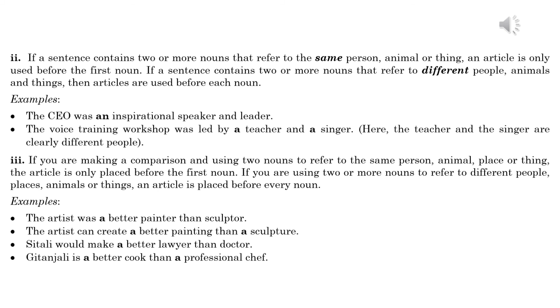3. If you are making a comparison and using two nouns to refer to the same person, animal, place, or thing, the article is only placed before the first noun. If you are using two or more nouns to refer to different people, places, animals, or things, an article is placed before every noun.